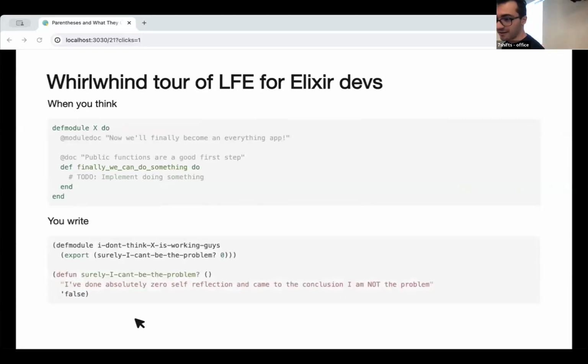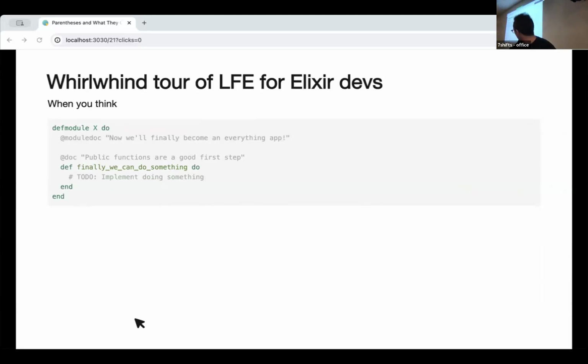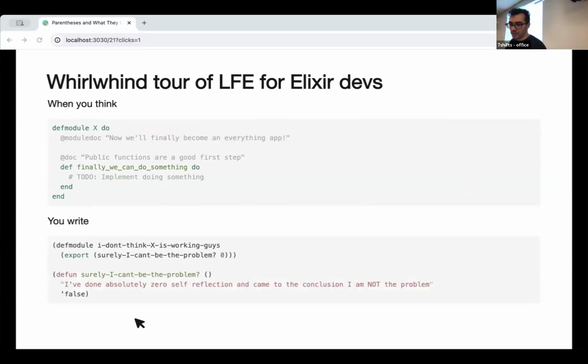So we will finally become an everything app now that we've named our company X, and we can export public functions. In Elixir, we export public functions by calling def. In LFE, we have to call export. We can say the things that we want to export at the beginning of the module. This is much closer to what Erlang does. You'll see if you look at more LFE examples that LFE tends to stay very close to Erlang.